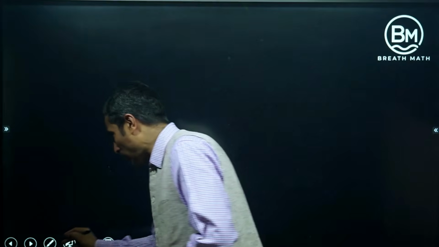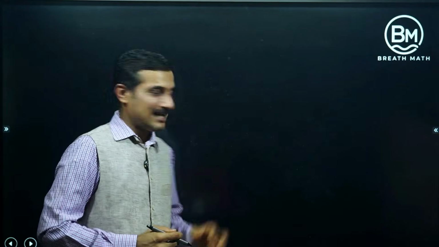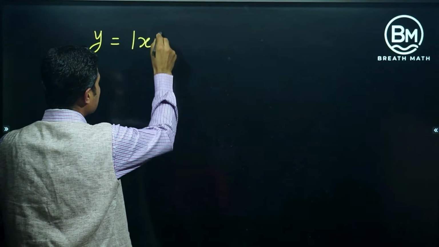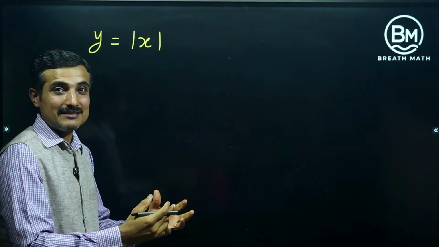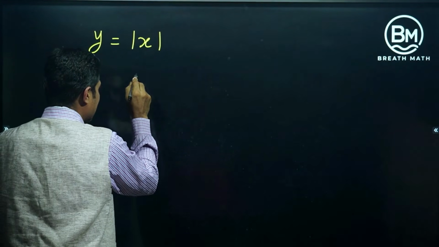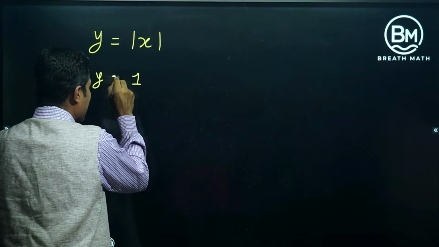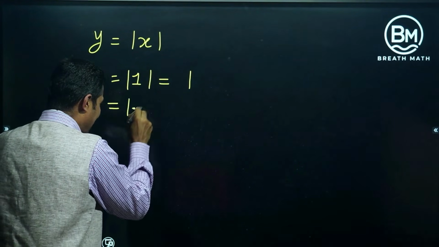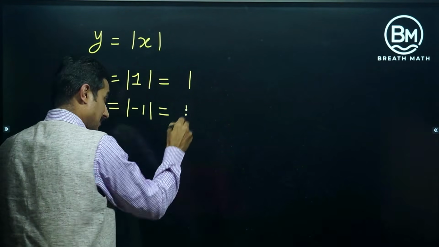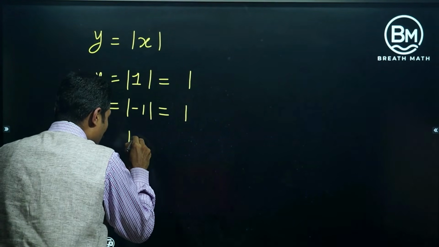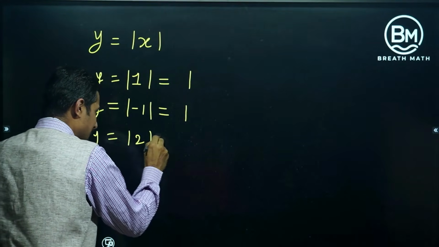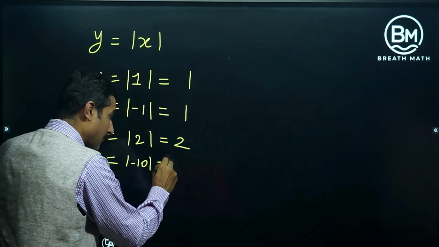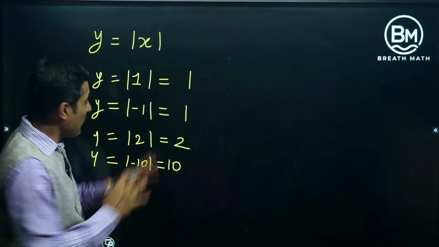So what is the modulus function or absolute value function? Let us try to understand this first. If we write y is equal to modulus of x, what does that mean? Let's say x value is plus 1, then y becomes modulus of 1, which is 1. If x is minus 1, y becomes plus 1. X value plus 2 and y is plus 2, and x value is something like minus 10 and y becomes positive 10. That is the meaning of modulus function.